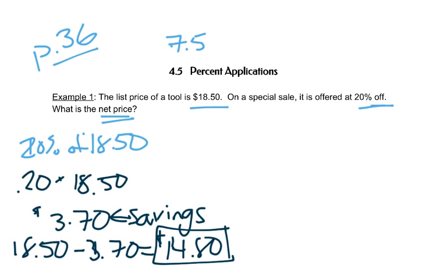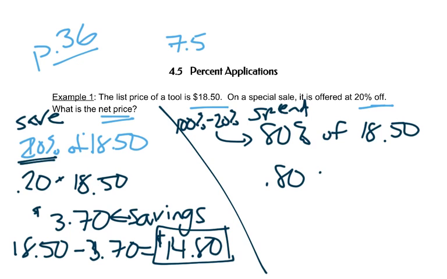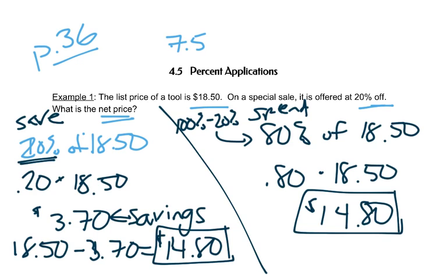Now another way of doing this problem is to recognize that if we're saving 20%, we're actually spending 80%. If we save 20%, we spend 80%, and that's because 100% minus 20% that we're saving tells us we're spending 80%. So if we take 80% of 18.50 and type in 0.80 times 18.50, we get 14.80 directly. It's a little bit shorter.